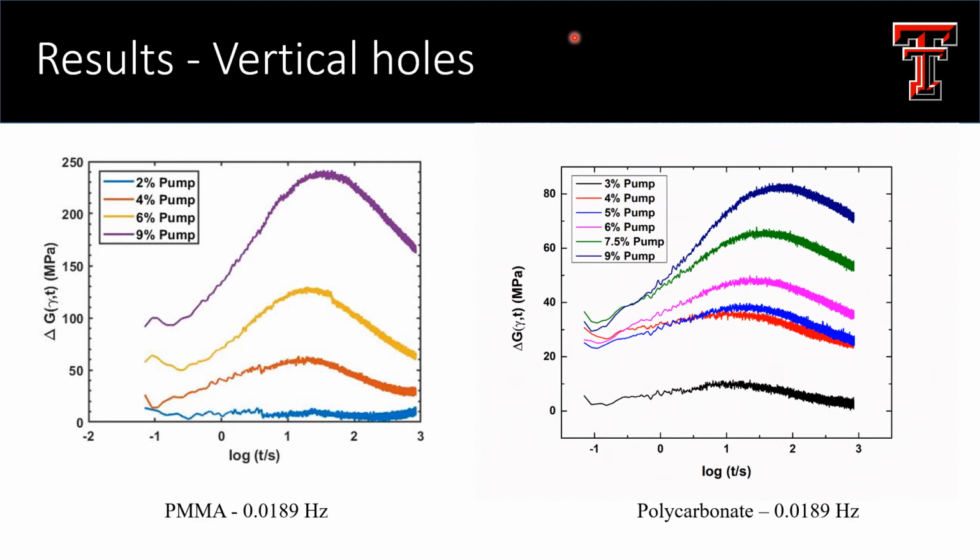As in this case, the applied nonlinear deformation was not enough to modify and observe holes within the instrument limitations. It is worth noting that the magnitude of vertical hole intensity for polycarbonate is only around 95 megapascals at 9% pump and 0.0098 Hz frequency, which is the lowest frequency, compared to that of 275 megapascals in PMMA at the same conditions.